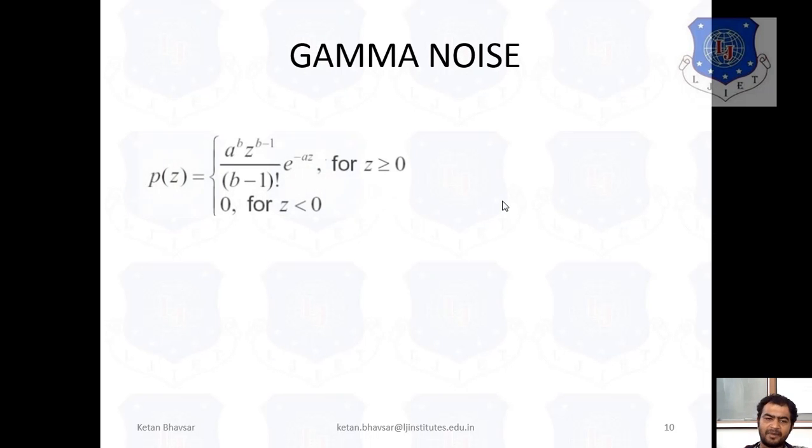We're talking about the gamma noise. For the gamma noise, P of Z is equal to a raised to b, times z raised to b minus 1, divided by (b minus 1) factorial, times e raised to minus a z, for z greater than or equal to 0, and 0 for z less than 0. Similarly, we talk about the mean and variance. The mean value is b by a and the variance is b by a squared.